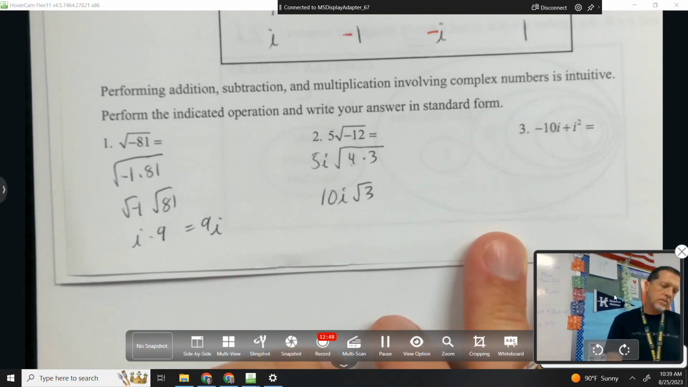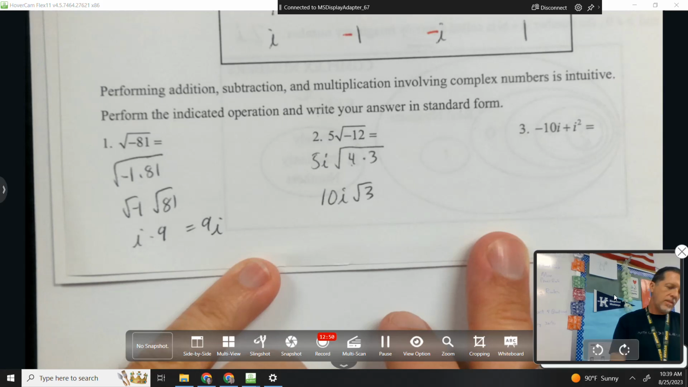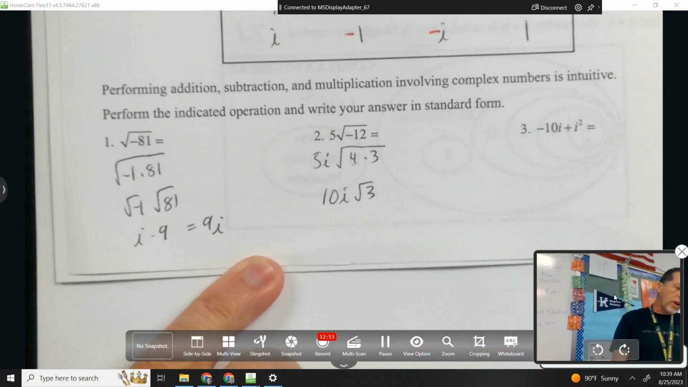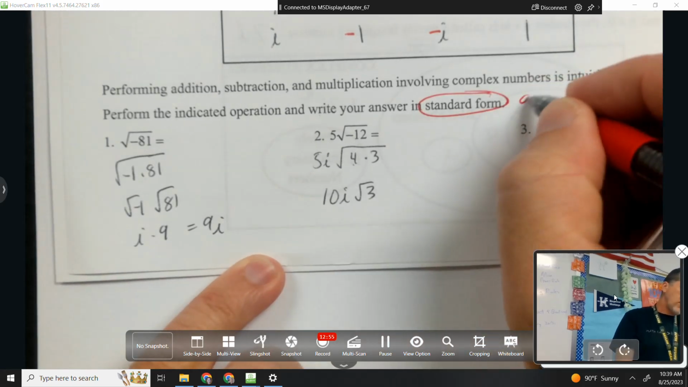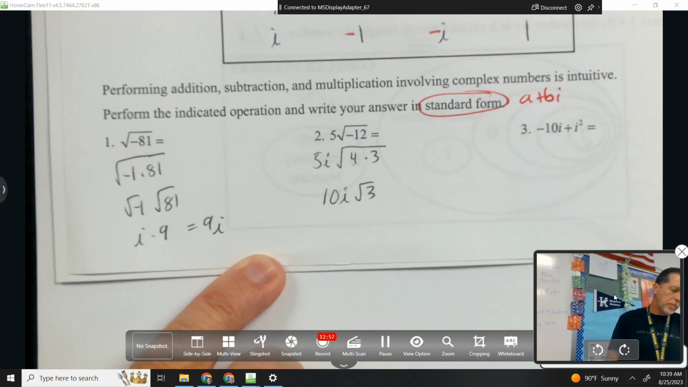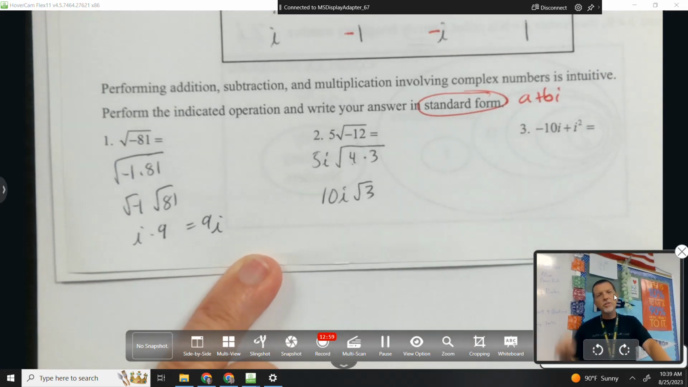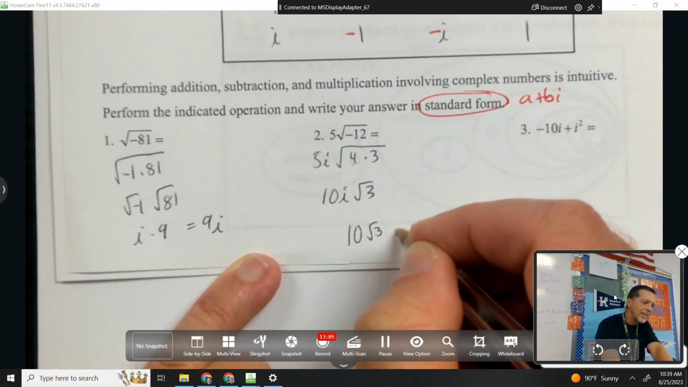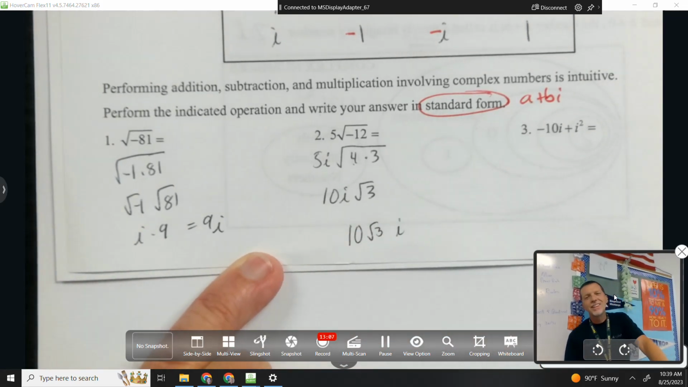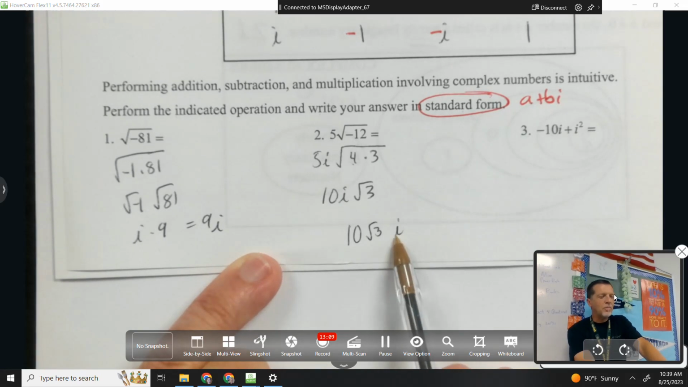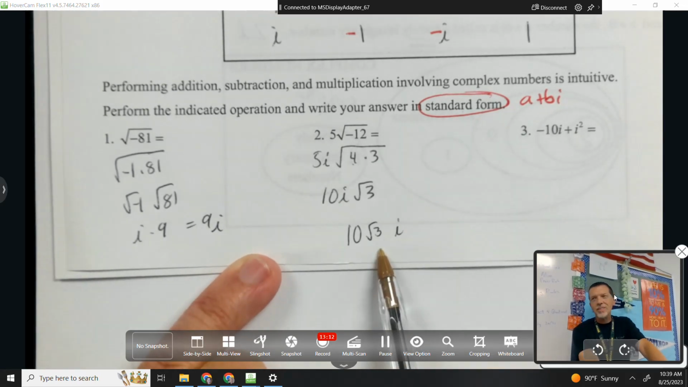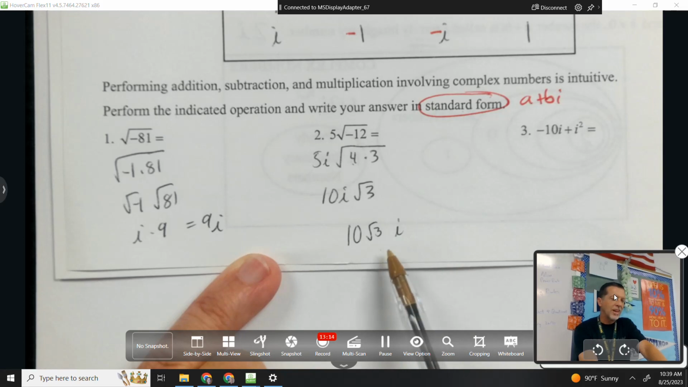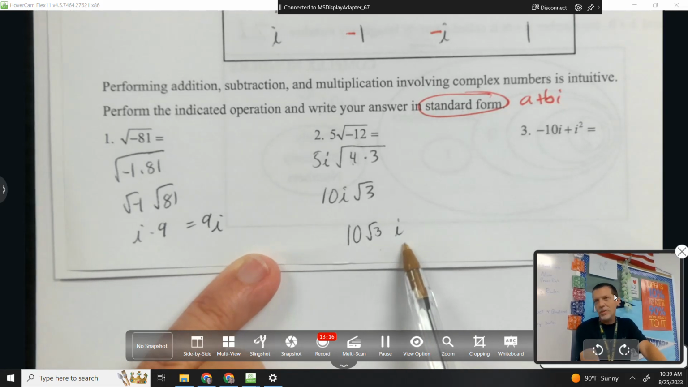Is this considered standard form? So standard, that's a good question because it does say standard form. Standard form is a plus bi. So those are fine because there's not an a on either one of those. And you could write it like that, but someone's going to think that i is in parentheses or in the square root. So it's not wrong, but it better be real clear that it's not part of the square root.